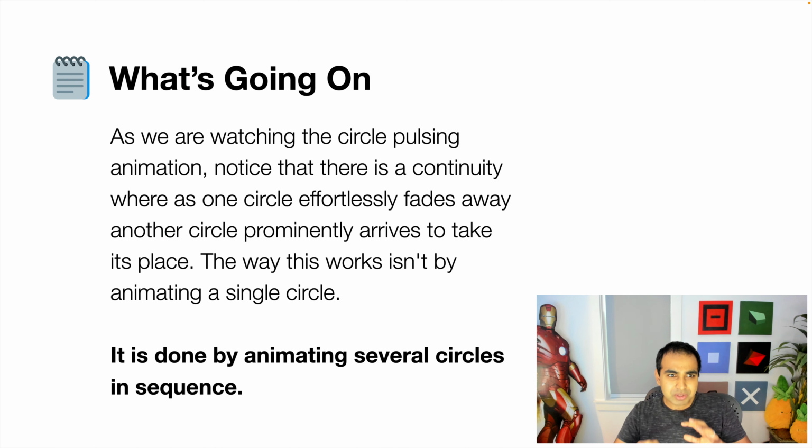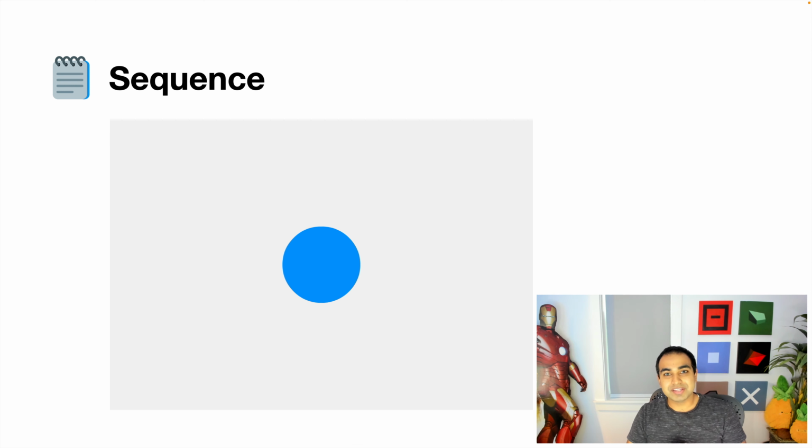So what's really going on? When you're watching the circle animation and it's pulsing, there's a continuity. We'll see that one circle appears, it disappears, another one is already within view, and it's continuing to just cycle through this really nice, repetitive cycle, which is very soothing. And the way this is done is by animating several circles in sequence. And so the sequence looks like this.